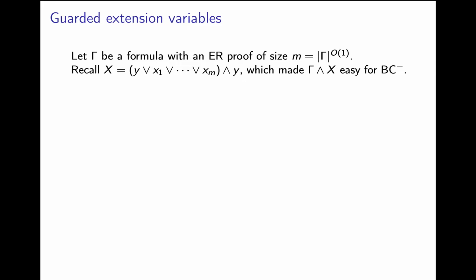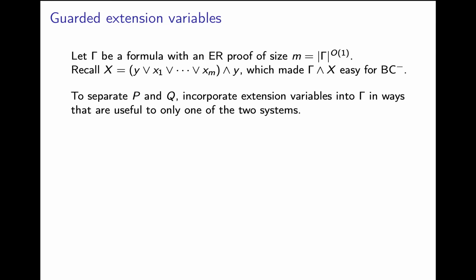We've finally come to talk about the phrase that's in the title of our paper. I'll explain how to use what I call guarded extension variables to prove separations across different generalizations of BC-. We start with a formula with a short ER proof. Keep in mind the result from the previous slide, where we incorporated some new variables into the formula and made it easy also for BC-. To separate two systems, P and Q, that generalize BC-, we will incorporate extension variables in ways that are useful to only one of the two systems.